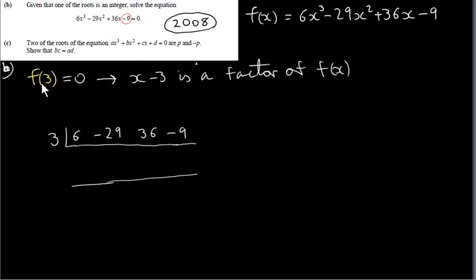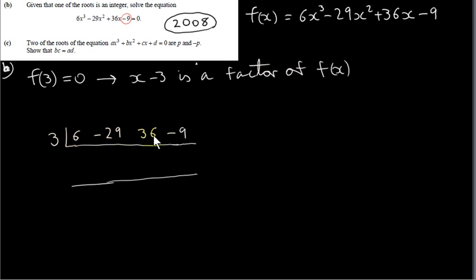So by the factor theorem, if f of 3 equals 0, it means that x minus 3 is a factor of f of x. So to solve this equation, we need to get the other factor of f of x. So we need to divide f of x by x minus 3. Now I'm going to do this by synthetic division. If you look back to earlier videos, you'll see how to do it the more traditional way.